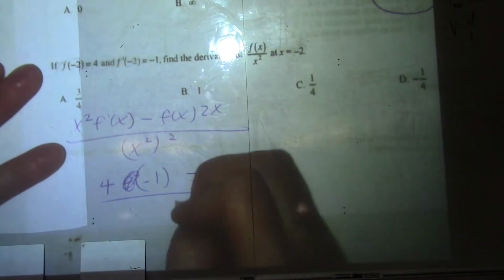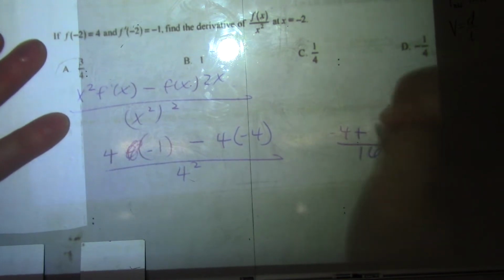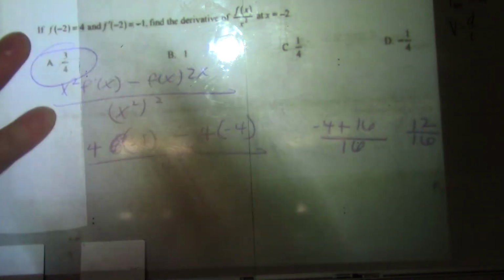Derivative, I'm going to use the quotient rule: low d high minus high d low, underneath the low squared goes. X squared would be 4. F prime of x is negative 1. Minus f of x is 4. 2x would be negative 4. Over x squared would be positive 4 squared, so over 16. This is negative 4 plus 16, which is 12 over 16, which is 3/4.